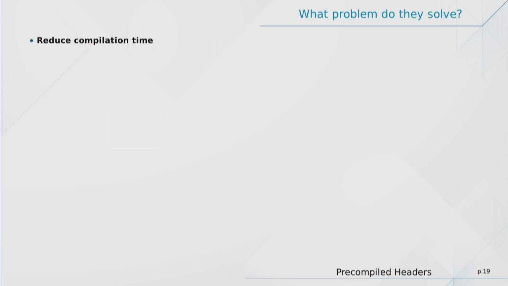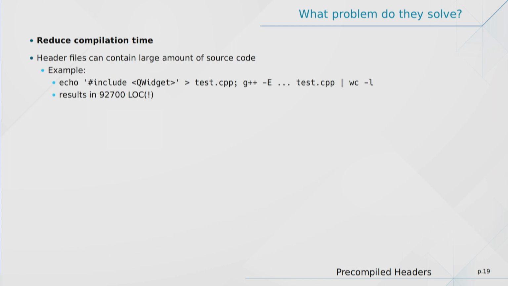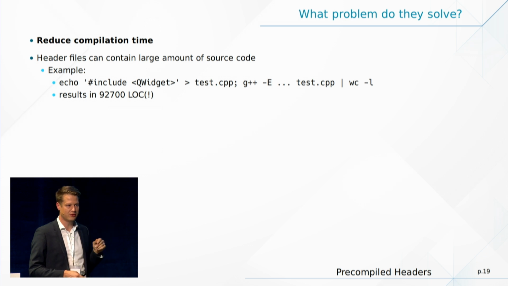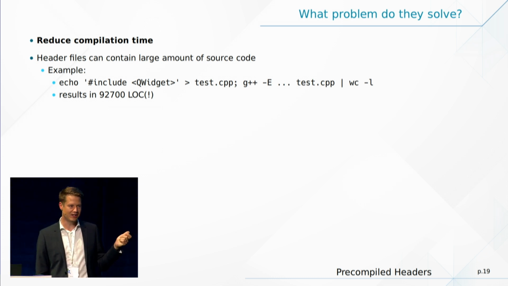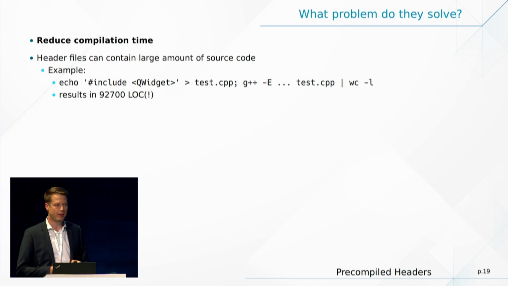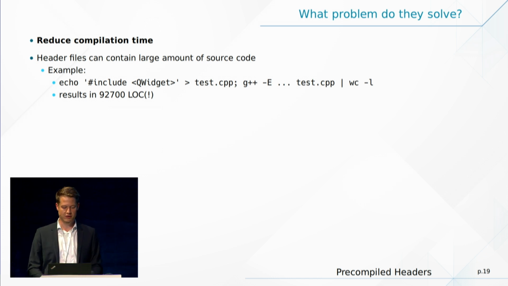So what problem do they solve? Reduce compilation time. Header files contain large amounts of source code. One example is just including QWidget and then running that through the preprocessor. It actually leads to a source file containing about 100,000 lines of code, 29,700 in my case. So that's quite a lot, right? And if you have, like the Rucola project, 1,200 source files, most of them including QWidget, every time one of these translation units needs to be compiled, the compiler also needs to parse that QWidget file. That's obviously bad, because it's redoing this job all the time.